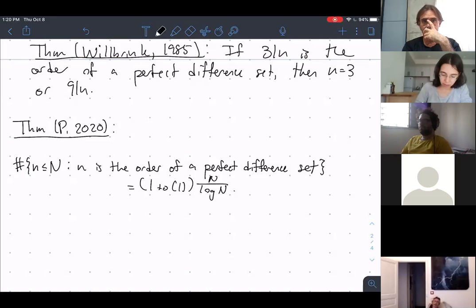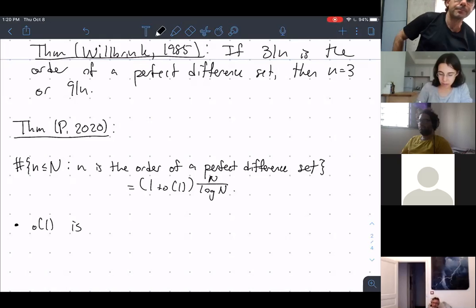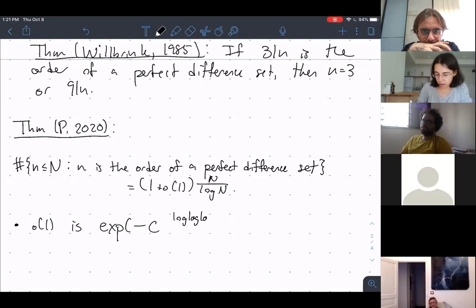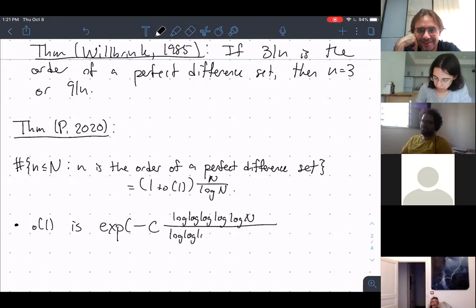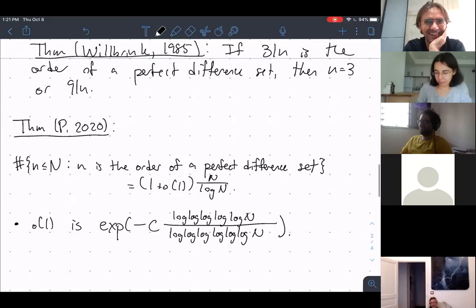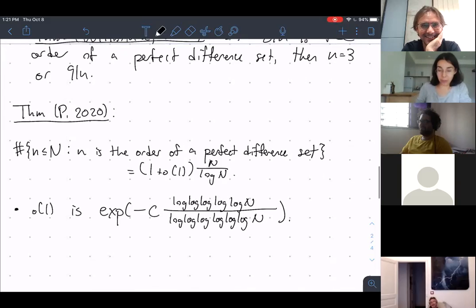So some remarks about this. I actually have an explicit expression for this little o(1) term. It is e to the minus some constant times log N divided by log log N. I didn't try very hard to optimize this, but it is something explicit.